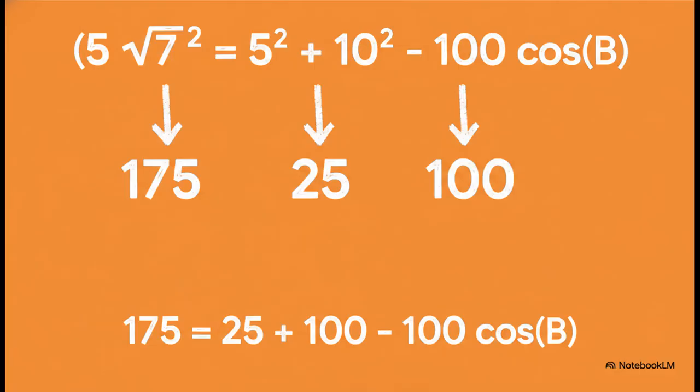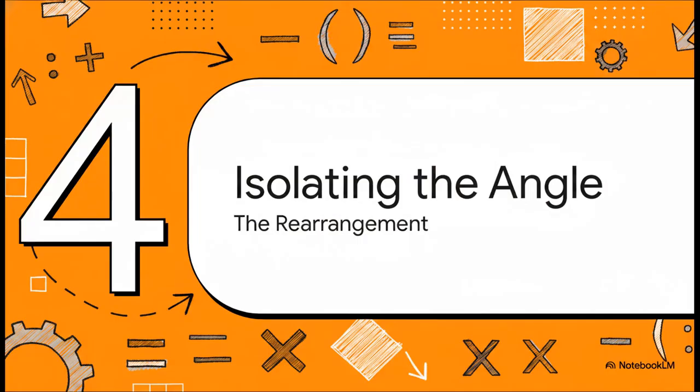So now we've sorted out all the easy bits. 5 squared is 25, 10 squared is 100, and that 2 times 5 times 10 part becomes 100. Look at that. Our equation is already looking much friendlier. We're all set up for the next step, which is actually solving for B. We are getting so close now. The next bit is pure algebra. All we have to do is shuffle things around to get that cos B term all on its own. Time to put those rearranging skills to the test.